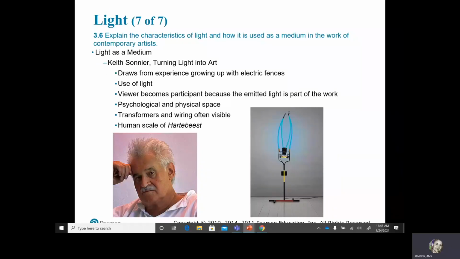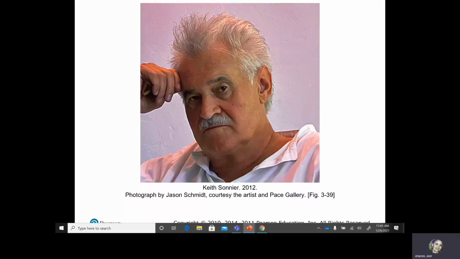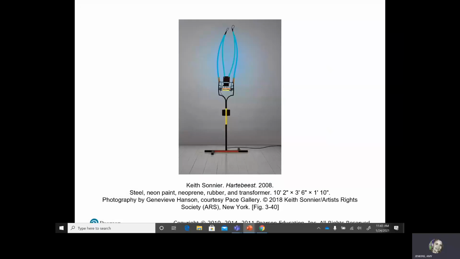Light as a medium. Keith Sonnier, Turning Light into Art. It draws from experience growing up with electric fences, the use of light. Viewer becomes participant because the emitted light is part of the work. The psychological and physical space, transformers and wiring are often visible. And the human scale of Heartbeast. Keith Sonnier and Heartbeast.